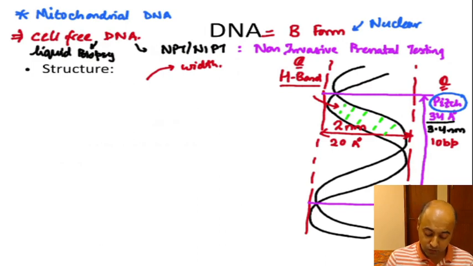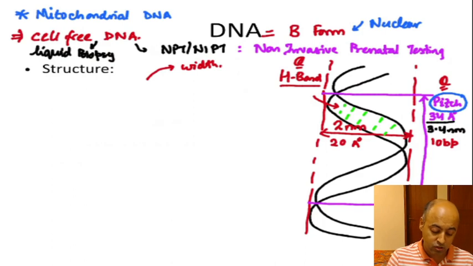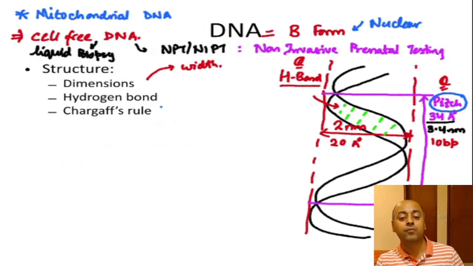Okay, the third thing which you have to keep in mind is this hydrogen bonding is between the nitrogenous bases, right? So the nitrogenous bases face each other and they are linked via the hydrogen bonds. However, this pairing between the nitrogenous bases is not random and it follows a pattern which is known as the Chargaff rule. I'm sure all of you know what the Chargaff rule is.